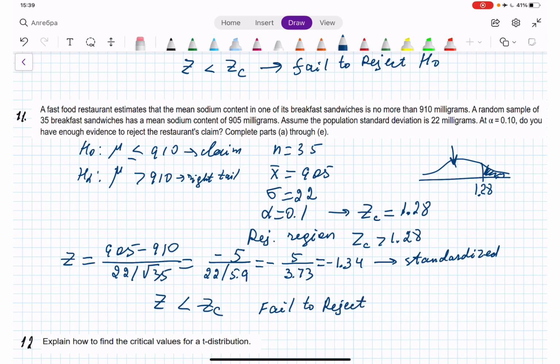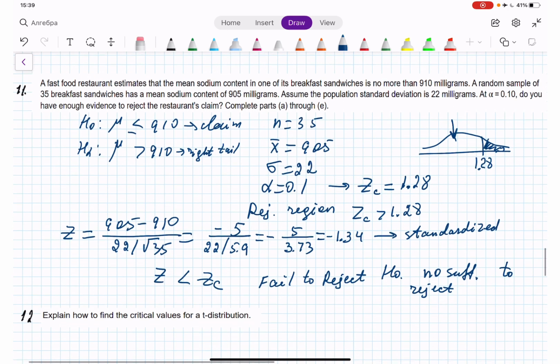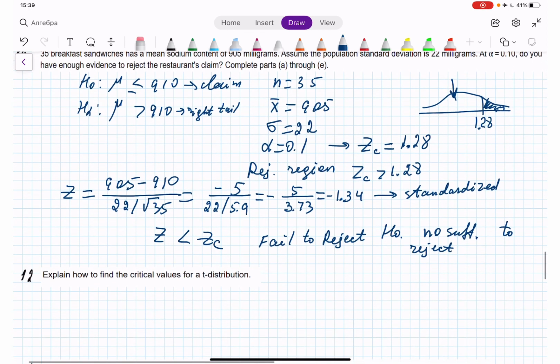Null hypothesis. There is no sufficient evidence to reject, because null hypothesis is associated with reject verbiage. And the rest you can build yourself the sentence. Okay, number 12.